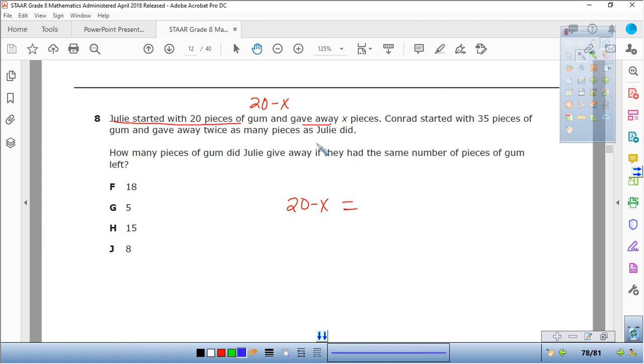Now let's see this next one. Conrad started with 35 pieces, and gave away twice as many. So minus 2x. He gave away that many. I'm going to put these closer because I already have the equations. Minus 2x. Solve it.